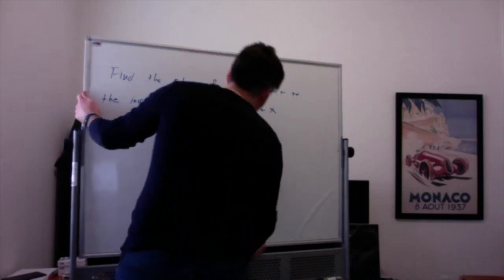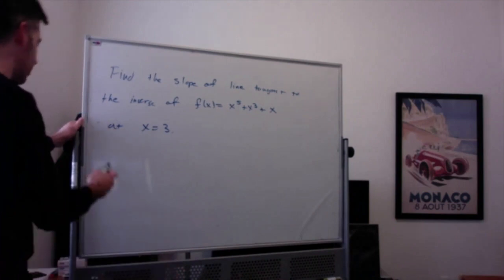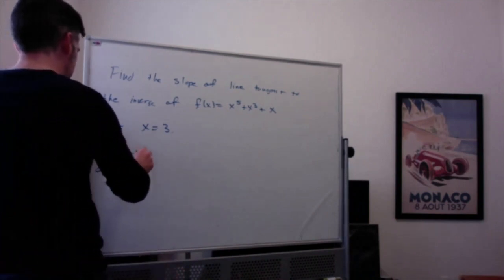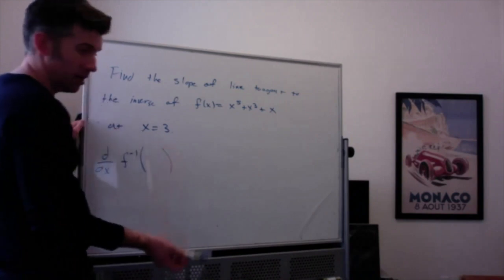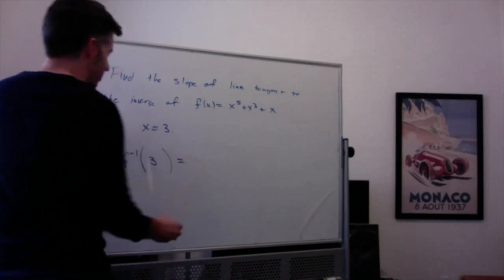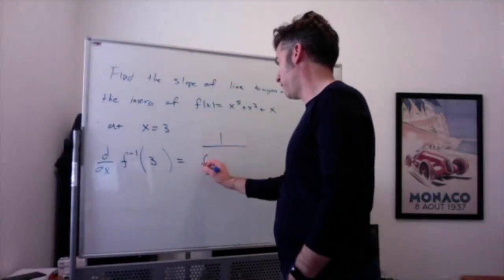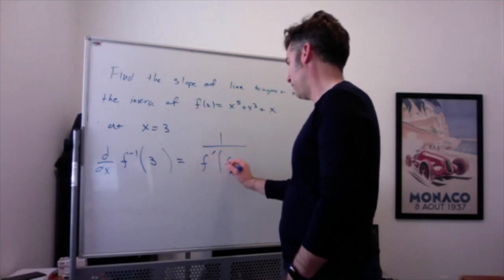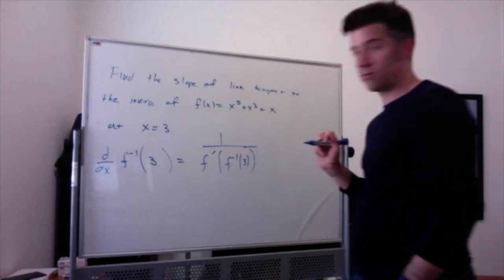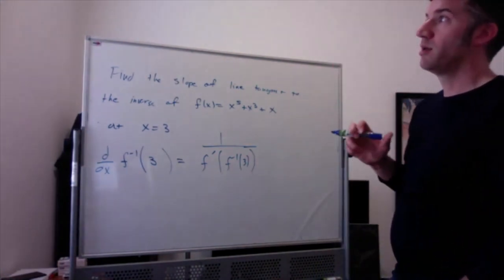So we have to instead use this inverse derivative theorem, which says, okay, well, I know that the derivative of f inverse at a point is equal to 1 over f prime of f inverse of 3. Is that the formula for every inverse derivative theorem? Yes.